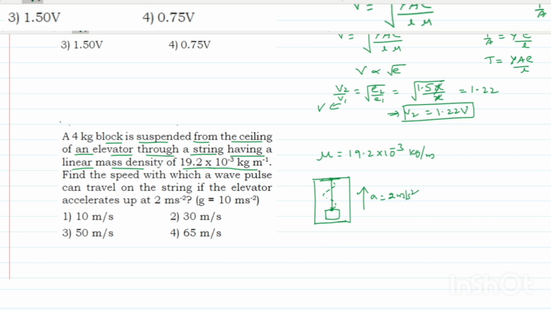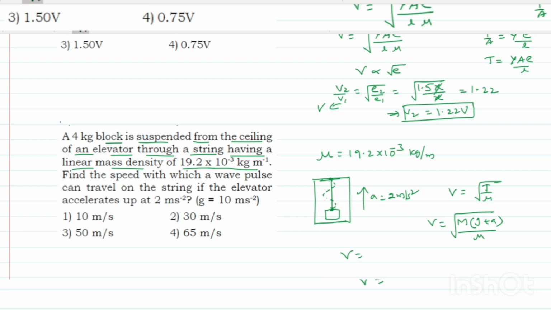Here, students, the velocity of the transverse wave formula is v equals root over T by mu. The tension in the string when it is moving up is similar to the lift case, students. While you are going up, T equals M into (g plus a), so v equals root over M(g plus a) by mu. Now just substitute these values here.